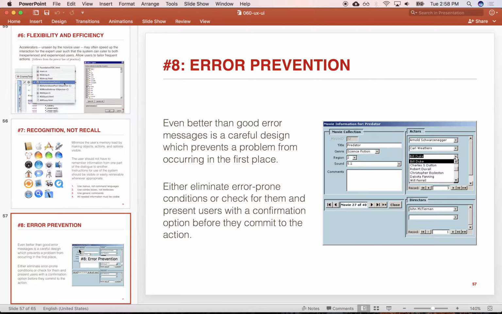Error prevention. Certainly we need to deal with when things go wrong and give them help and alternatives and give them meaningful error messages. But ideally, you want to prevent the error in the first place.